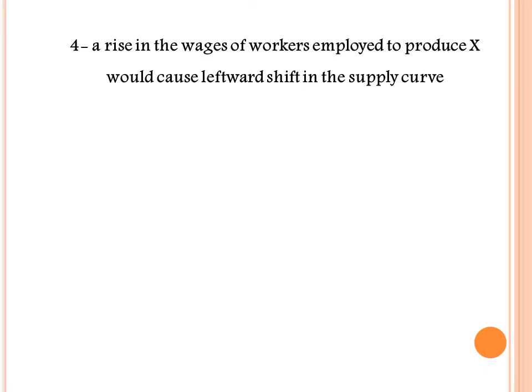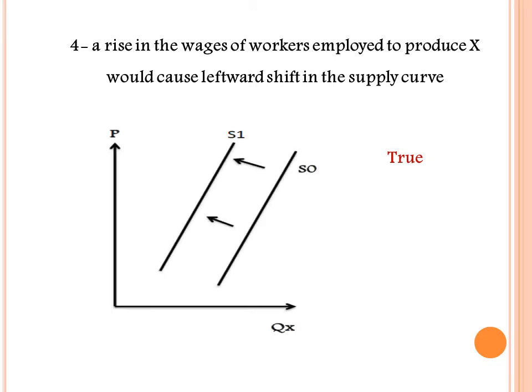Number 4. A rise in the wages of workers employed to produce X would cause leftward shift in the supply curve. Definitely this sentence is true, because when the wages increase, it means that the cost of producing X would increase and the producer will not have the incentive to produce more. This causes the supply curve for the product to shift leftward, which means that the supply for the product would decrease, a result of increasing in the wages of the workers.